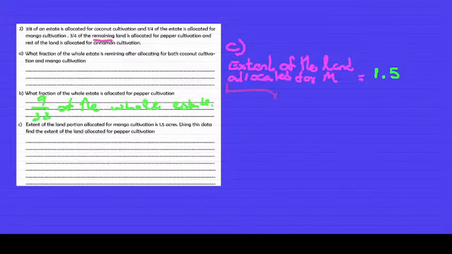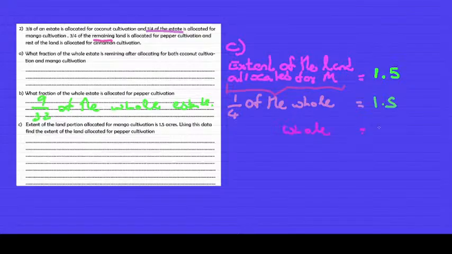We also know the extent of the land for mango in terms of a fraction. What is it? We have been told 1/4 of the estate. So 1/4 of the whole estate is equal to 1.5. Then how do we find the extent of the entire estate, the whole thing?